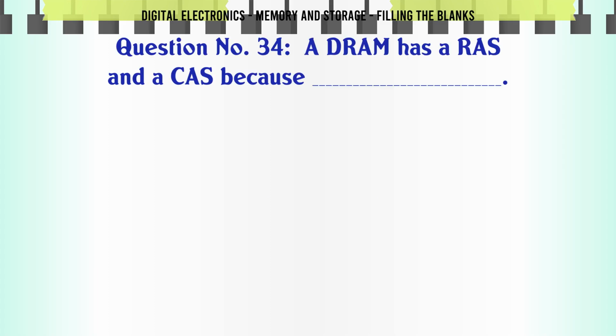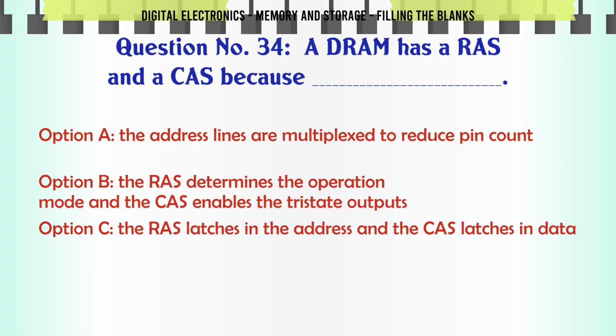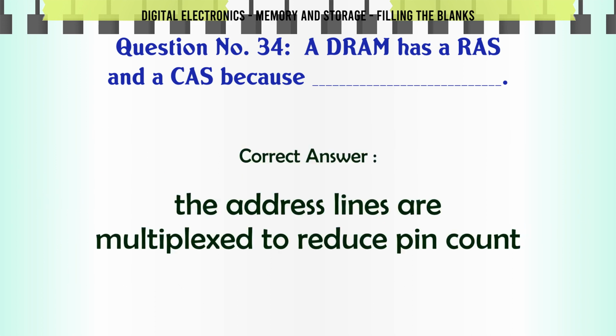A DRAM has a RAS and a CAS because A. The address lines are multiplexed to reduce pin count. B. The RAS determines the operation mode and the CAS enables the tristate outputs. C. The RAS latches in the address and the CAS latches in data. D. None of the above. The correct answer is the address lines are multiplexed to reduce pin count.